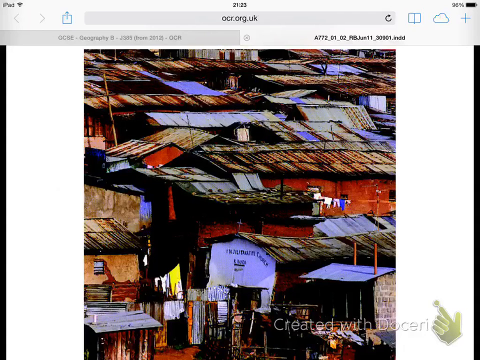People have built these settlements themselves, and it's not really a hugely safe place to be in a number of ways. Lots of crime, lots of disease, and the chance of the buildings collapsing at any time. So keep all of this in mind when we're looking at the next couple of questions.